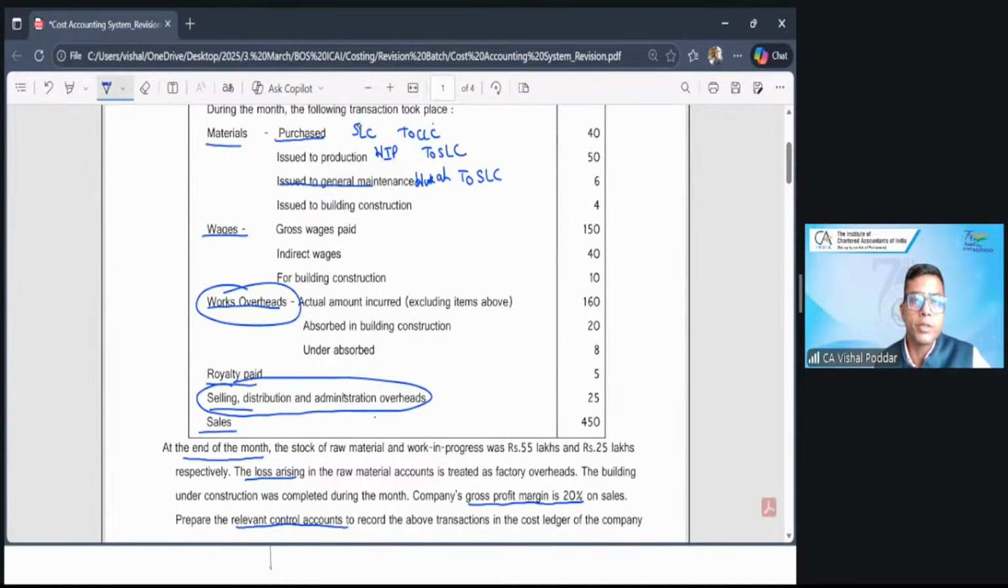Now the same is done for the next. Now material is being used for the construction of building. So now building construction account is the receiver, should be debited. And again, the giver is SLC. Right? I hope you all have the same transactions. So let me do the posting then.